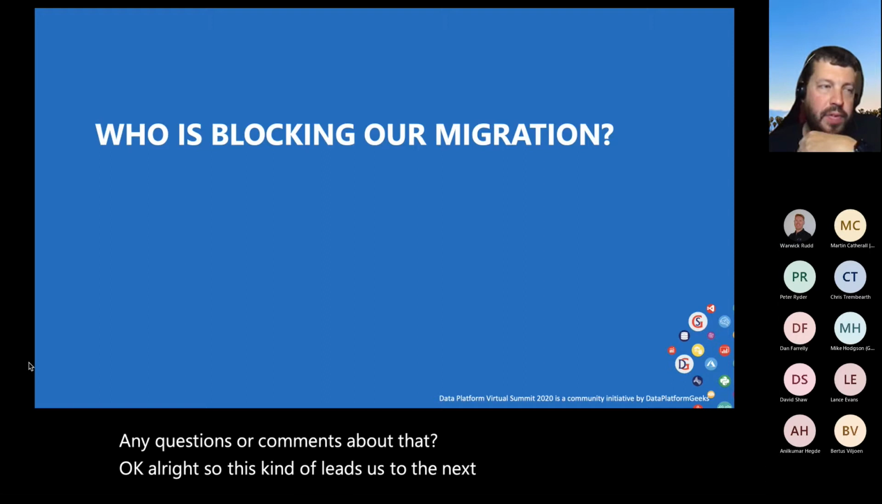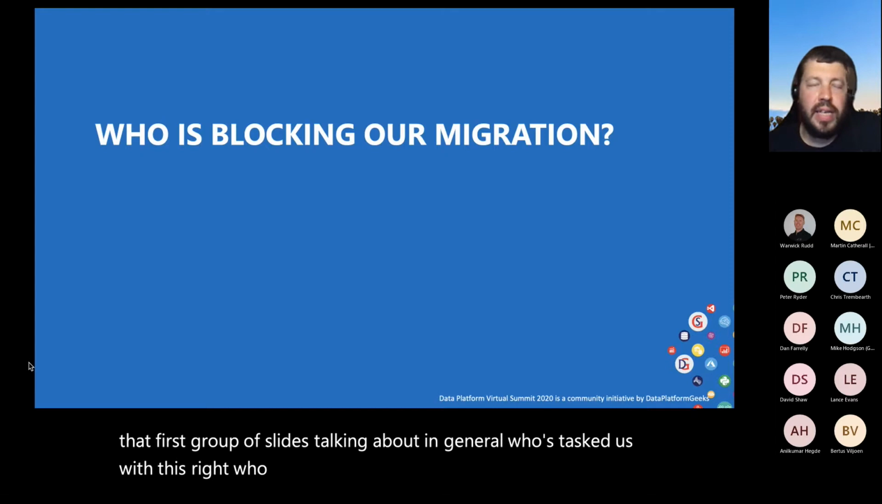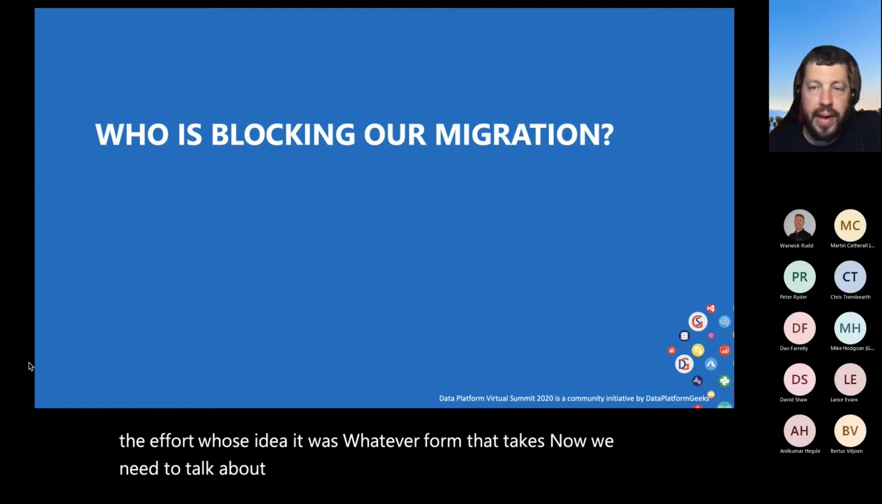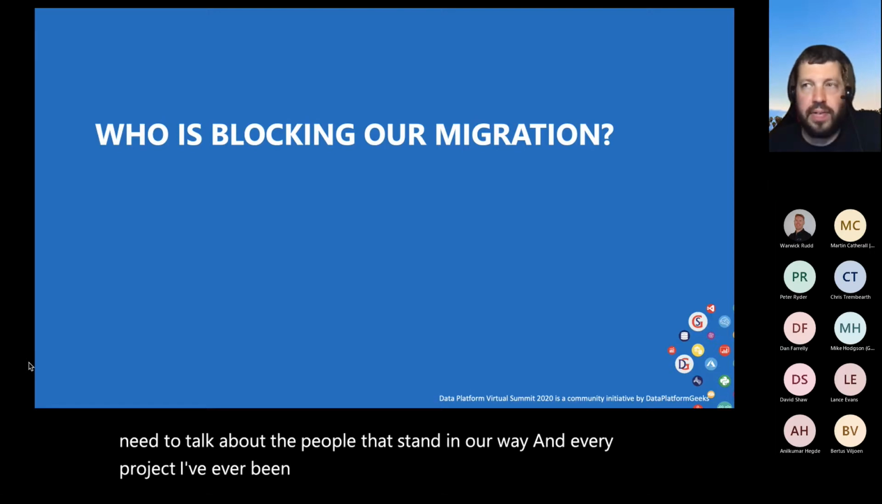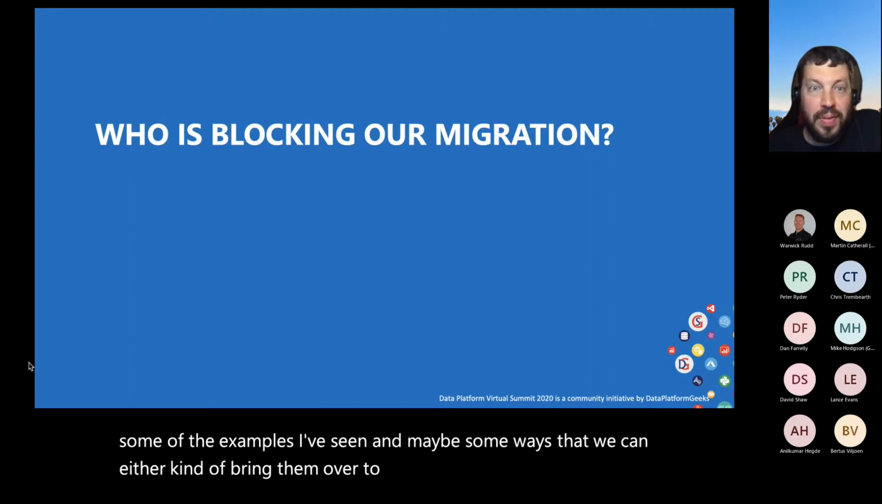So this leads us to the next thing. We spent that first group of slides talking about, in general, who's tasked us with this, right? Who the executive sponsor might be, who's leading the effort, whose idea it was, whatever form that takes. Now we need to talk about the people that stand in our way. And every project I've ever been on, these people exist. So let's go through some of the examples I've seen and maybe some ways that we can either bring them over to our side or work around them.